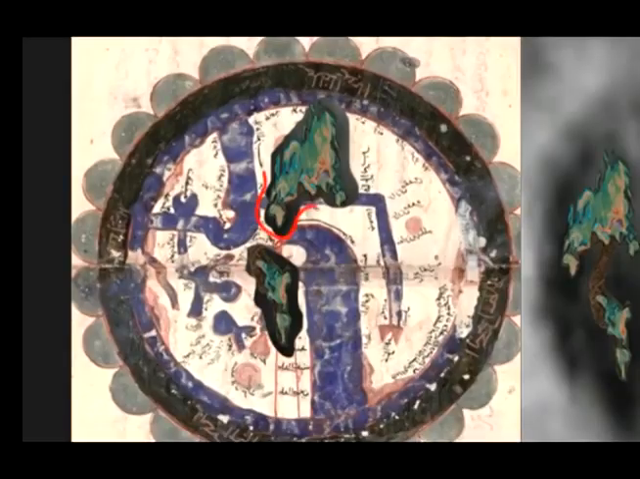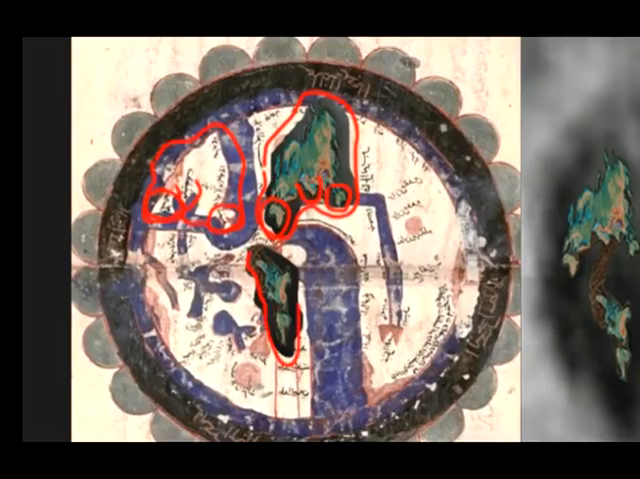Let's take a look at the continents. First, the Eurasia-Africa part. Look at the form. Then you have Africa, Australia, and India. Now let's take a look at the Americas. Notice how the Americas are not an island, and at that moment I realized that this was an Ice Age map.